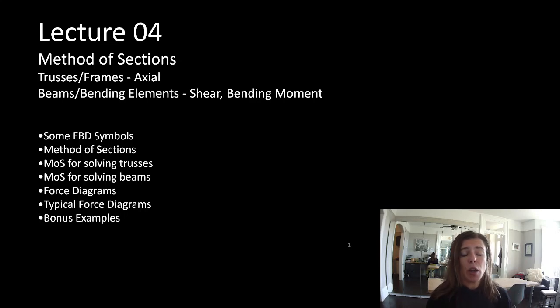So today, we're going to go the next step beyond what we learned last week. Last week, we talked about having 3 equations to solve for 3 unknowns to prove something that's in equilibrium. And this week, we're going to introduce something called method of sections. 2 things I want to address before we jump into that.